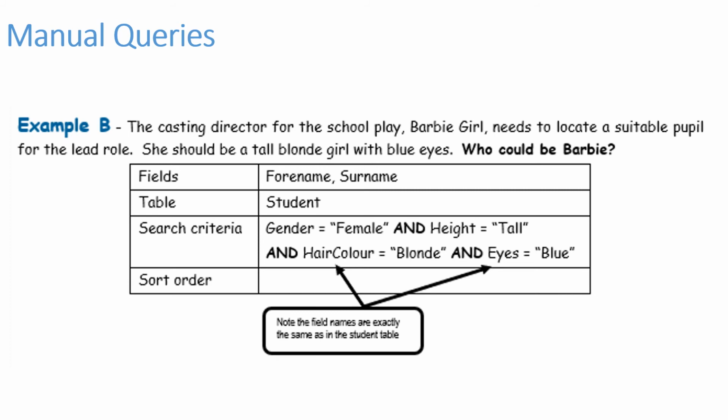Okay, so the lead role must be someone who's tall, blonde, and blue eyes, and must also be a female. So all those records that are going to be returned are going to be suitable for this. Okay, as an extension, could you maybe have a look at that table and see if you could find out who would be suitable to be Barbie in the school play. If you can, write that on your task sheet as well.